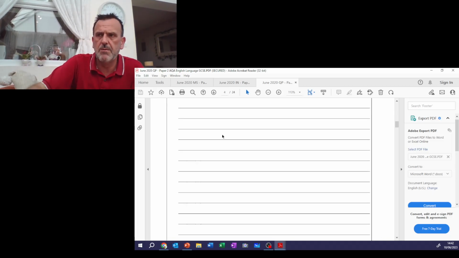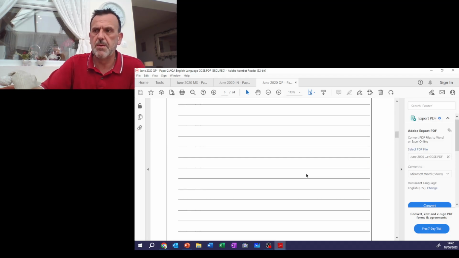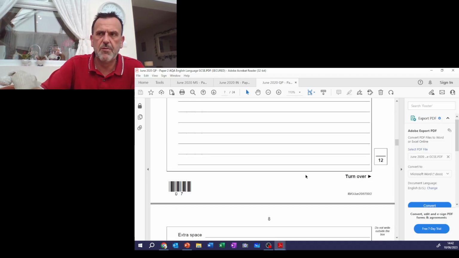Question 3, obviously you know what you're going to get. It's going to be a language question about a specific bit, but it mentions feelings. So obviously there's an extreme event or extreme situation that is going to cause extreme feelings, otherwise there won't be anything to write about.